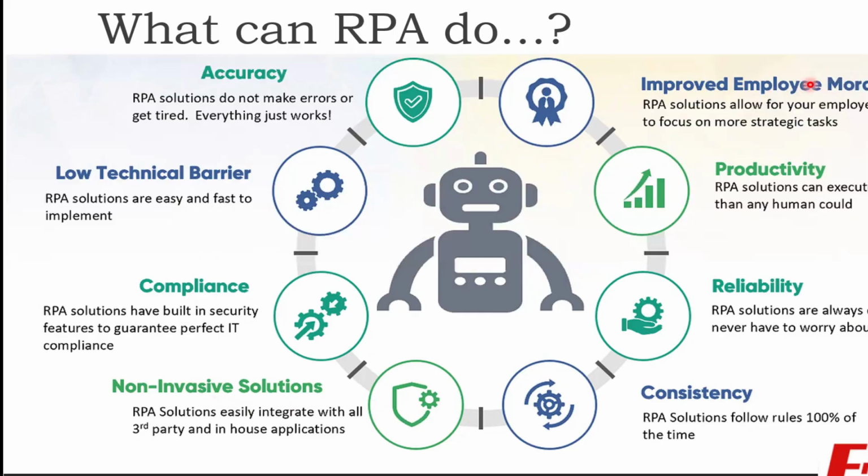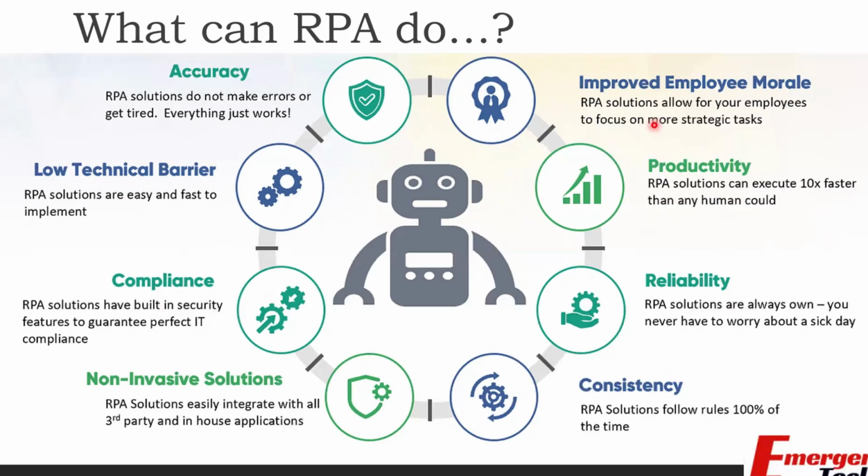Then improved employee morale: if we can reduce the tasks of existing employees, for example if they are doing repetitive tasks, that work can be done by the bot and they can do the other important tasks they need to work on. Then obviously productivity will be 10x faster than a human could. We can easily rely on these bots that we have developed and deployed to production. And consistency, as I said, it's a rule-based process, so it will work as you have developed it.